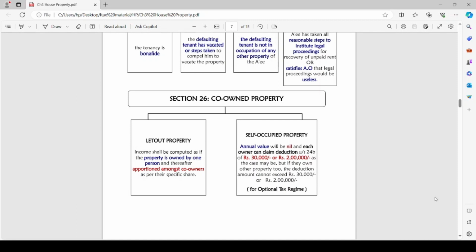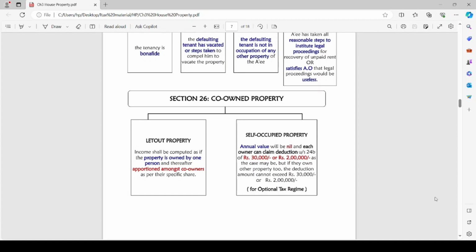In case the co-owned property is self-occupied property, here more than one person is owning the property and more than one person is in occupation of such property. He has occupied such property, he is living in such house property. The annual value will be nil, and each owner can claim deduction under section 24B of rupees 30,000 or rupees 2 lakh, as the case may be.